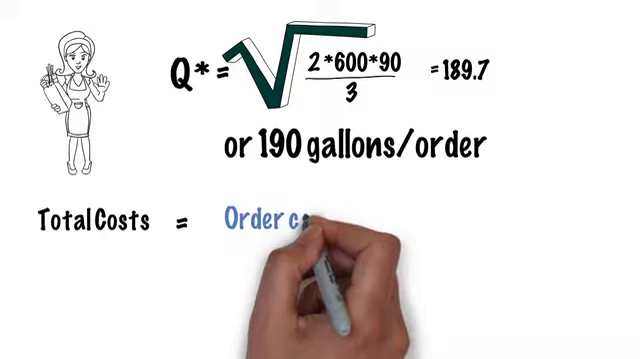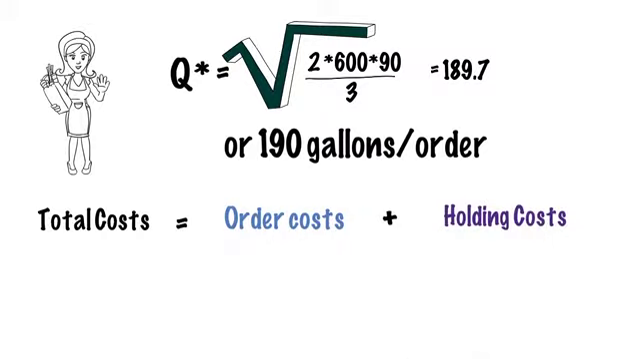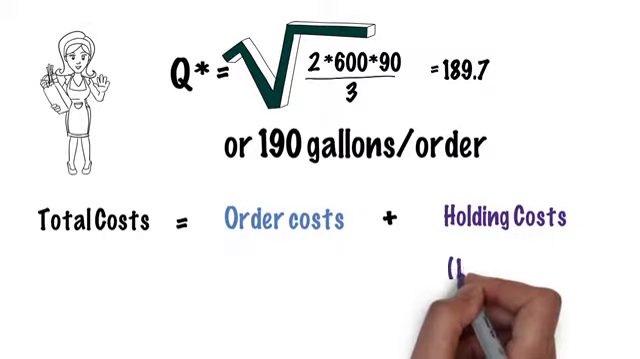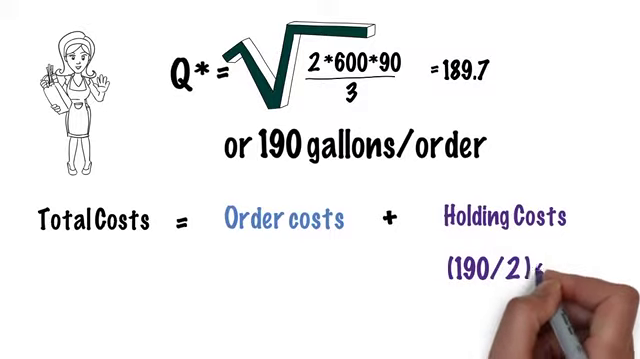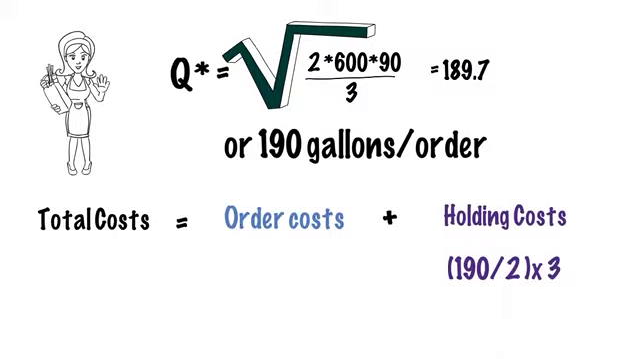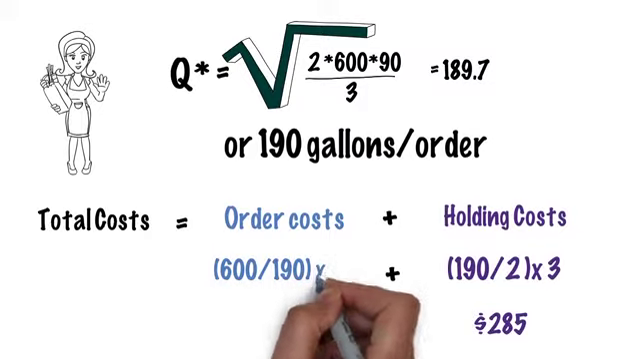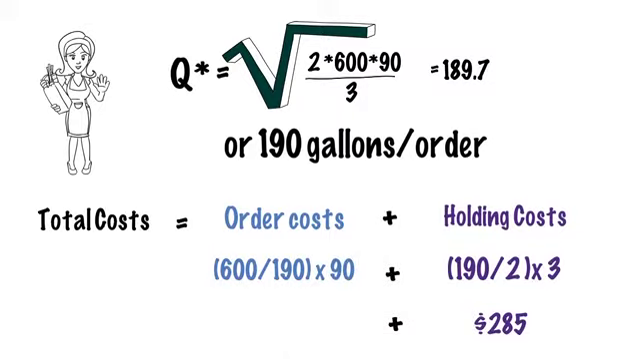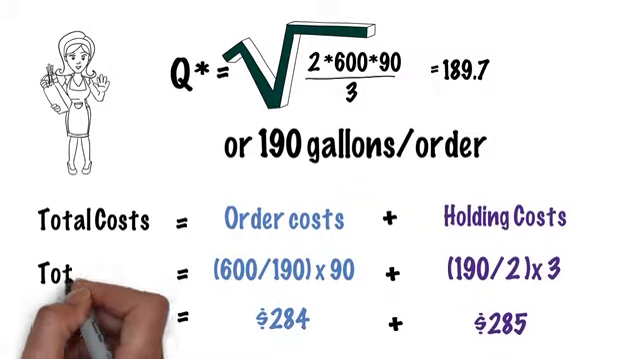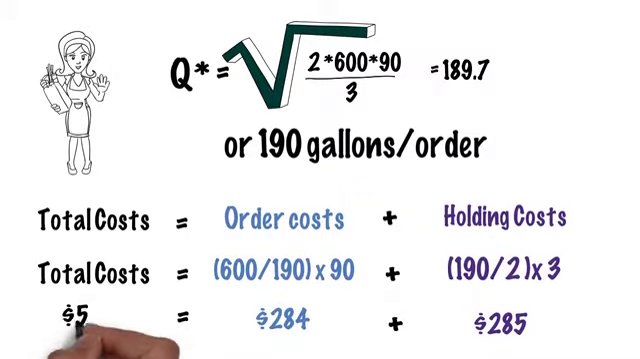Now, let's conclude by calculating Kiana's total annual inventory costs. Let's begin with holding costs. Kiana's average inventory costs are 190 divided by 2 times $3 per gallon per year. That is $285. Let's turn to ordering costs. That is 600 gallons divided by 190 gallons per order. Since each order costs $90, Kiana's annual ordering costs are $284. Kiana's total annual inventory costs are thus $569.